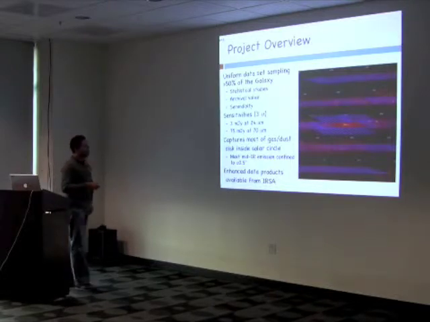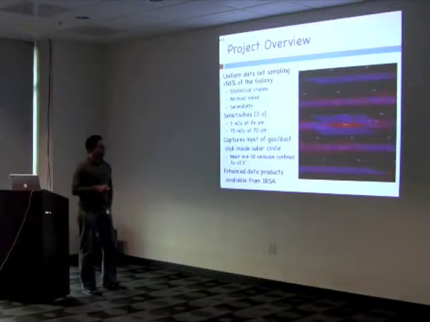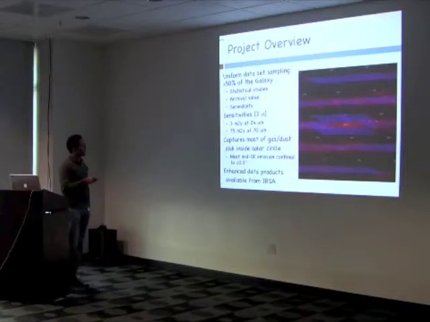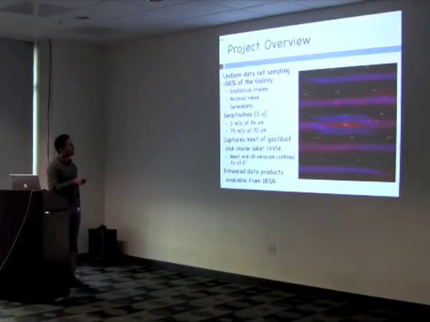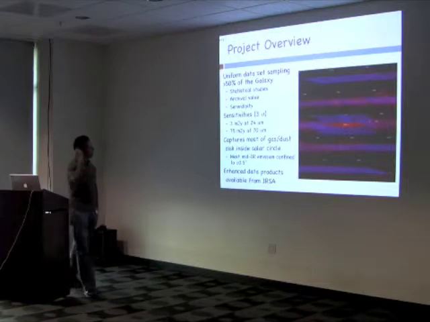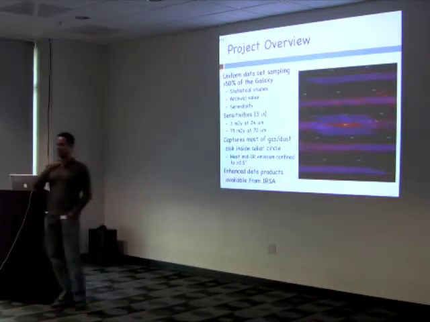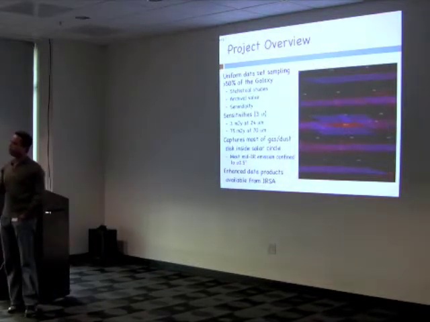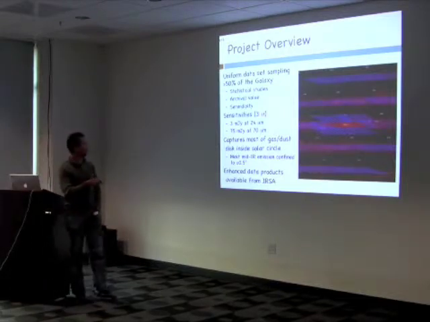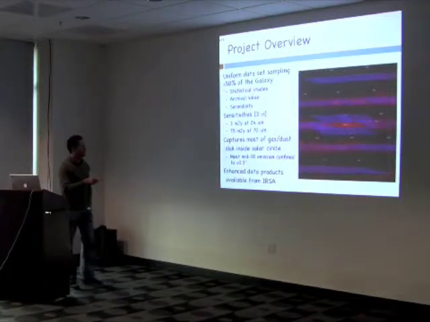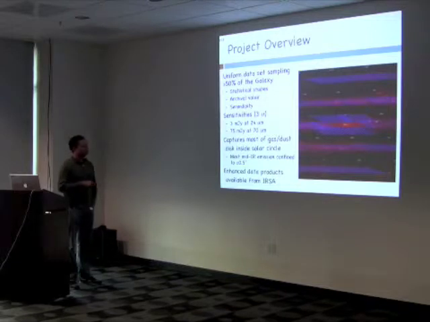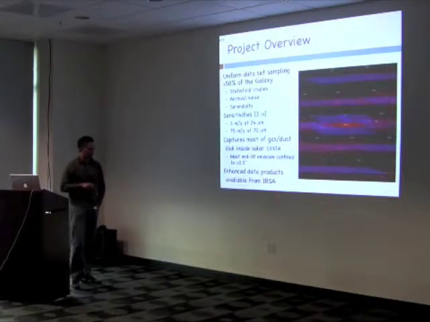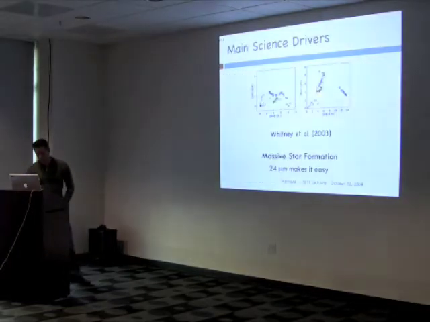Our point source sensitivities are something like this. It's about 3 millijanskys at 24 micron. And for those astronomers who don't work in millijanskys, this translates to something like 8.5 magnitudes at 24 micron. And it's about 75 millijanskys at 70 micron. The main aim is to look at gas and dust and look at infrared emissions. All the data products are now available from IRSA, which is the infrared archive.